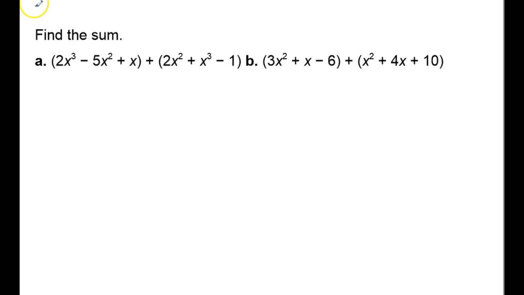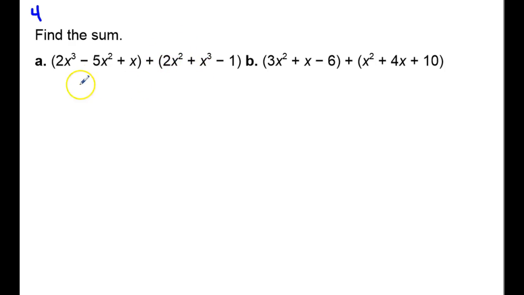So here we're starting to be finding the sum and difference, right? We're going to be adding and subtracting. So find the sum. This is example number 4. So let's look at part A. I've got my 2x cubed minus 5x squared plus x plus the quantity 2x squared plus x cubed minus 1. So the first thing I want to do is get all the terms in order in rows so that I can add them. So I'm going to leave this first term where it's at and then move the pieces of the second term so they fit in.